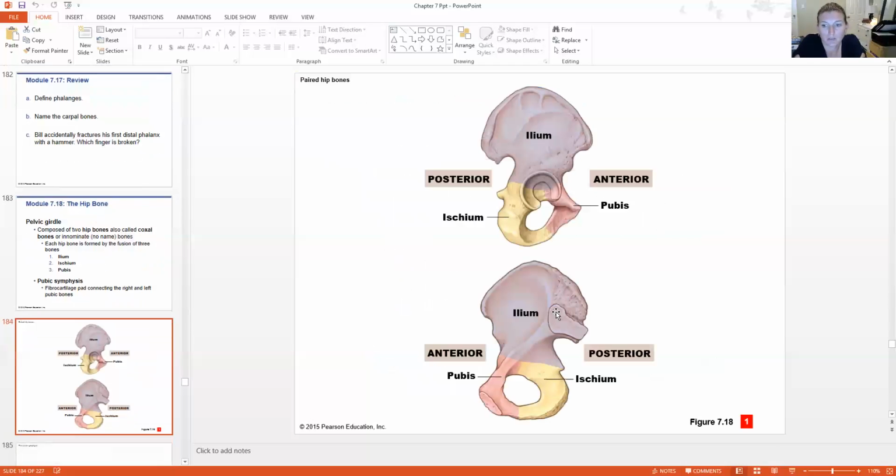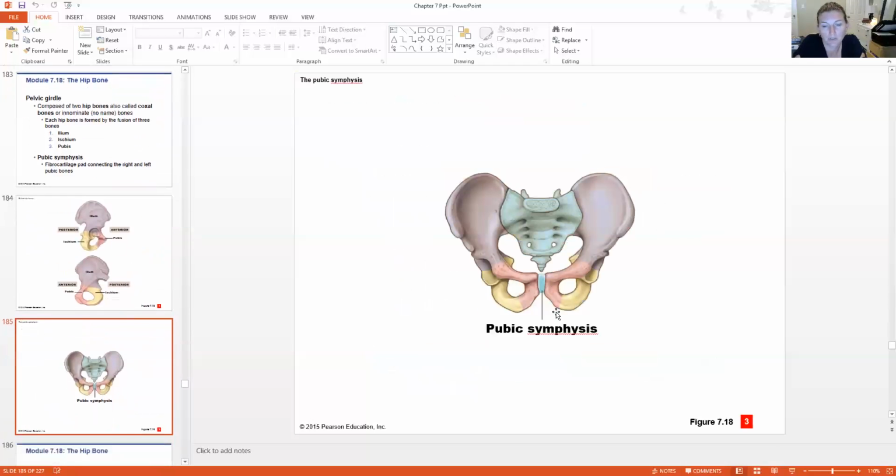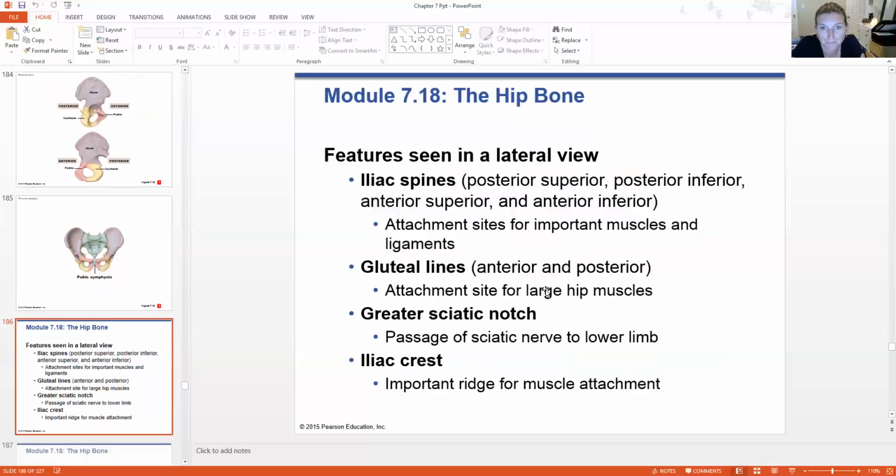Of the three bones. Here you see an overall view of the entire pelvic girdle. You see the two coxal bones here, our sacrum in the back, and the pubic symphysis joint in the middle. That's the fibrocartilage pad. So let's talk about some of the features you see on the lateral side. You see iliac spines, gluteal lines, the greater sciatic notch, and the iliac crest.